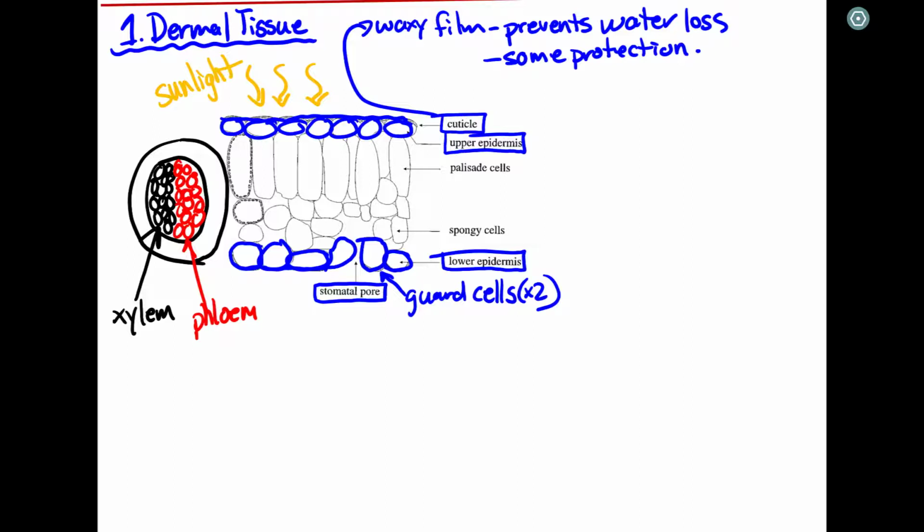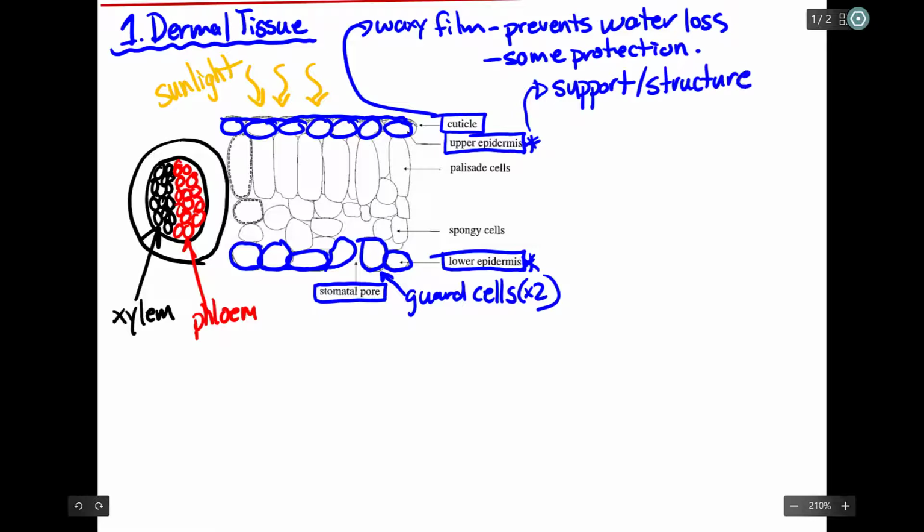Okay, now the upper and lower epidermises, so I'm going to lump them together in terms of what their functions are. They're really to provide support and structure to the leaf. They're generally densely packed together, okay? And that's their main goal. There's some photosynthesis that happens in there, but that's the main goal, okay?